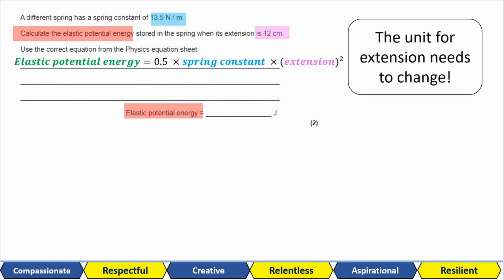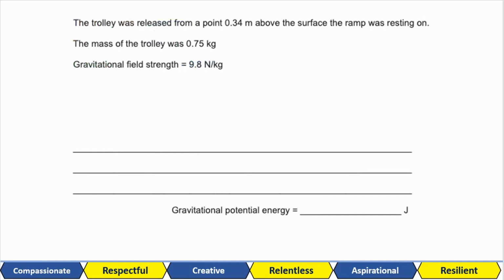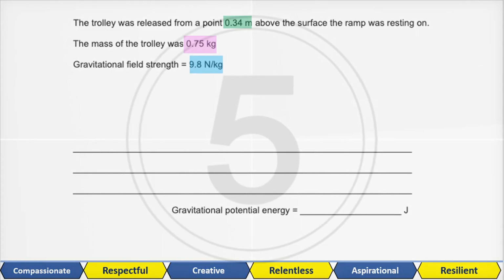You need to change the unit for extension to meters. 12 centimeters divided by 100 gives us 0.12 meters squared. Multiplying all of that gives us 0.0972 joules. In this next question, we need to work out the gravitational potential energy. We are given these 3 pieces of information. See if you can work this one out.